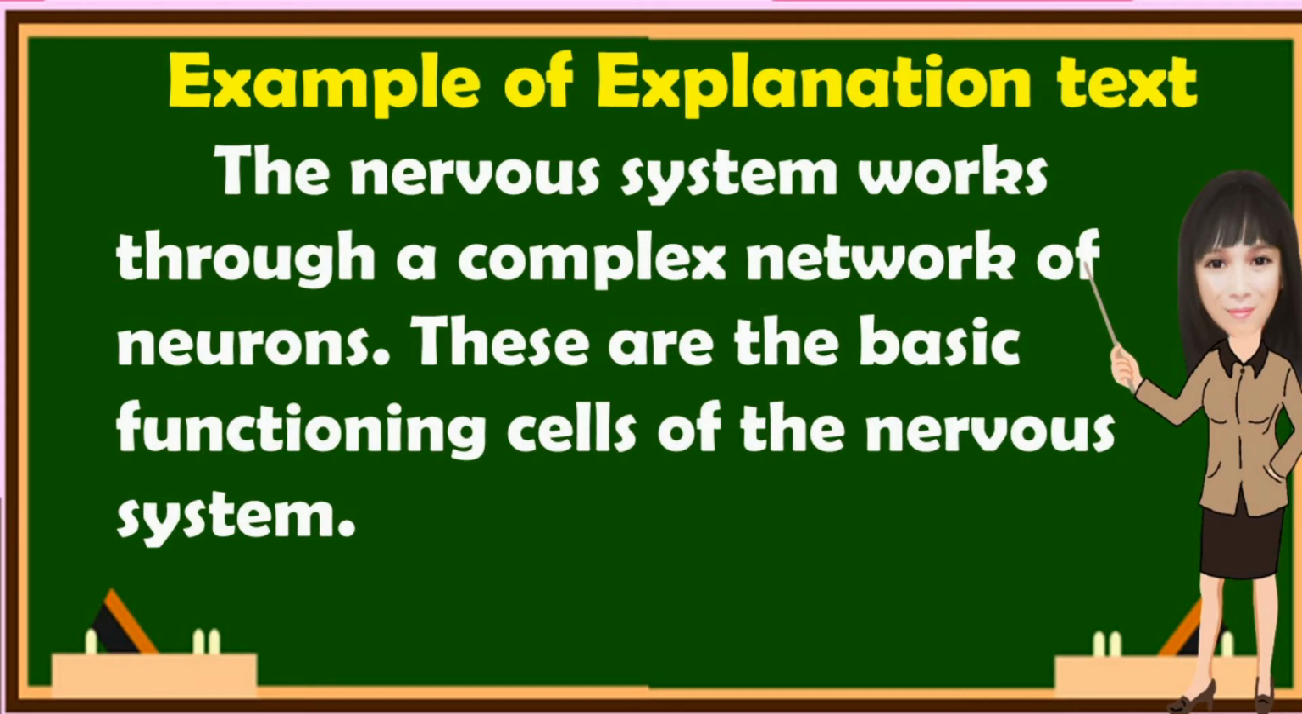The nervous system works through a complex network of neurons. These are the basic functioning cells of the nervous system. This is an explanation text because it tells and explains how the nervous system works.